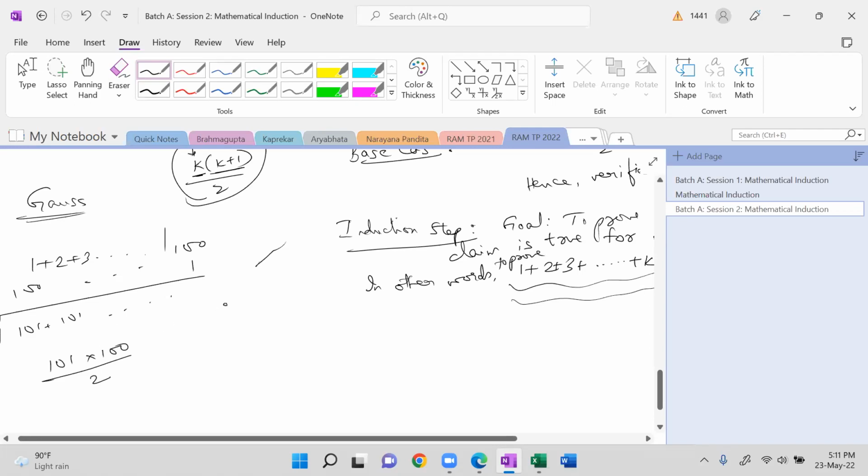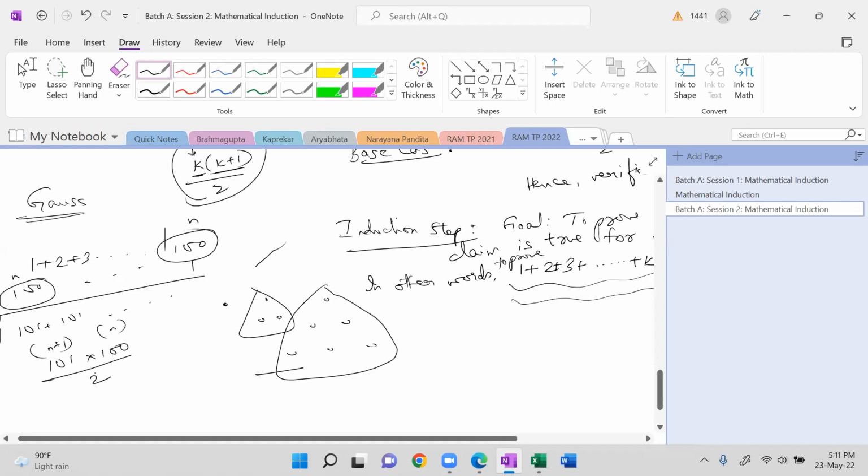What are triangular numbers? Triangular numbers are numbers like 1, 3, 6, 10, and so on. It's the sum of the first n natural numbers, you see? So how do you get the sum of the first n natural numbers? This is my n, this is my n plus 1, and this is my n. So n times n plus 1 divided by 2. Does that make sense? Yes, sir.